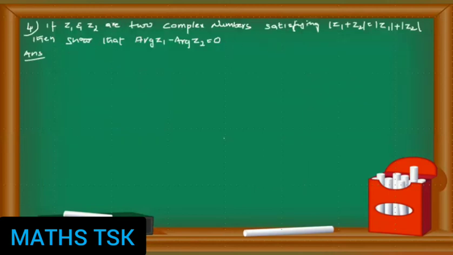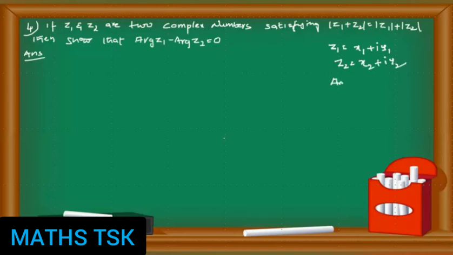Let us look into the problem. Z1, Z2 are two complex numbers satisfying modulus of Z1 plus Z2 is equal to modulus of Z1 plus modulus of Z2. Then we have to show that arg Z1 minus arg Z2 is equal to 0. So let us consider Z1 complex number, Z1 as x1 plus iy1, Z2 as x2 plus iy2.